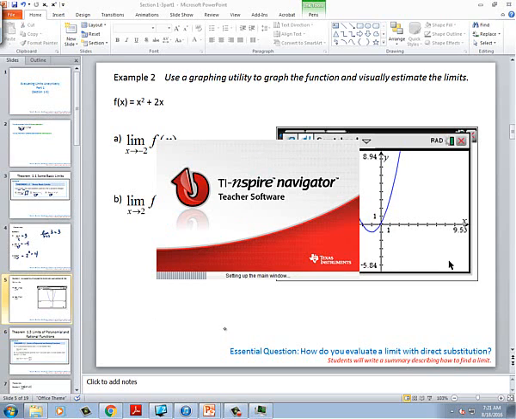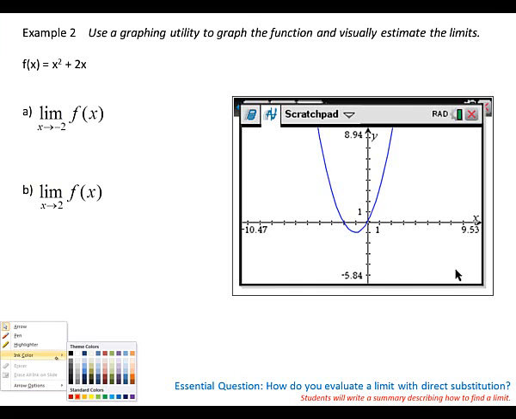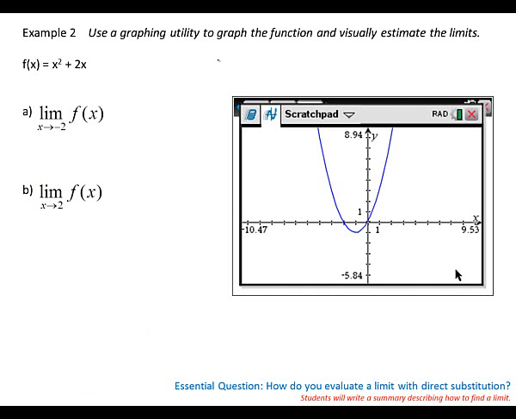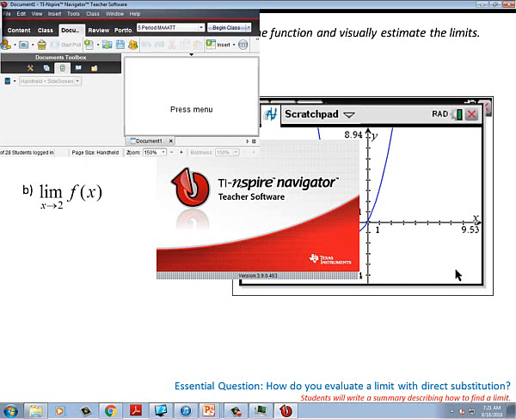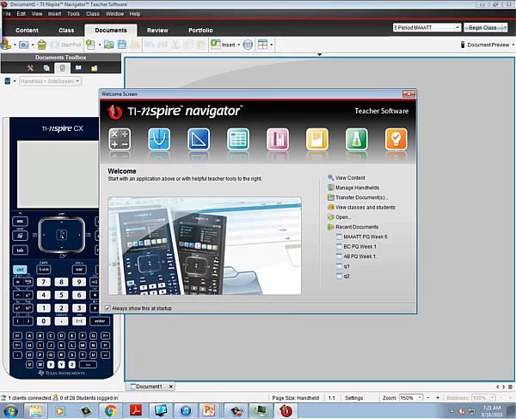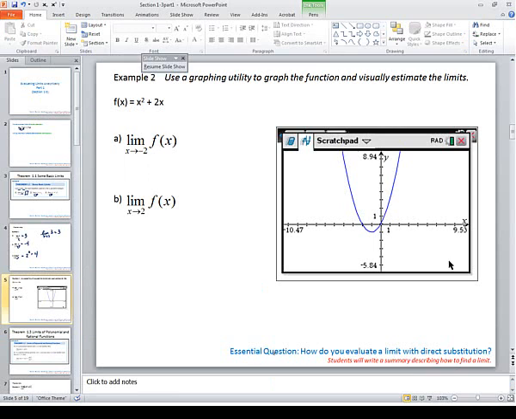Everybody has it on their calculator? Does it match mine? Yes? Okay, so I have the correct graph there. It says on this one we're supposed to use the graphing utility to graph the function and visually estimate the limits. What is my limit supposed to be approaching on this one here? So we're going to go -2. Now my calculator's up and running. It's going to take a second. Right now on your graph from yesterday, look at the limit for -2 and 2 and see if you can think about what it is. I'm getting this to come back up.